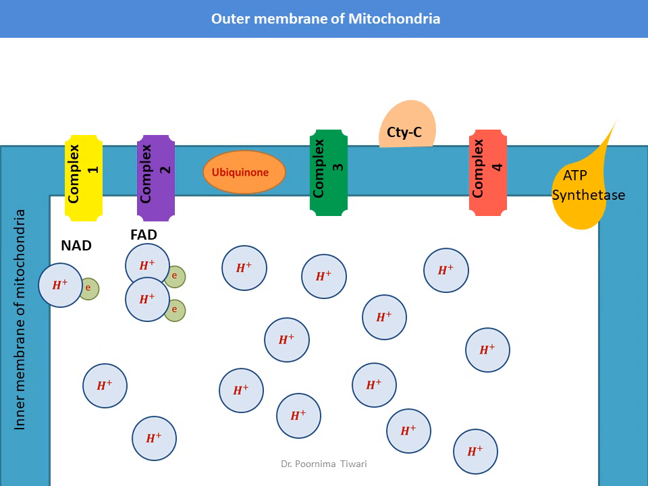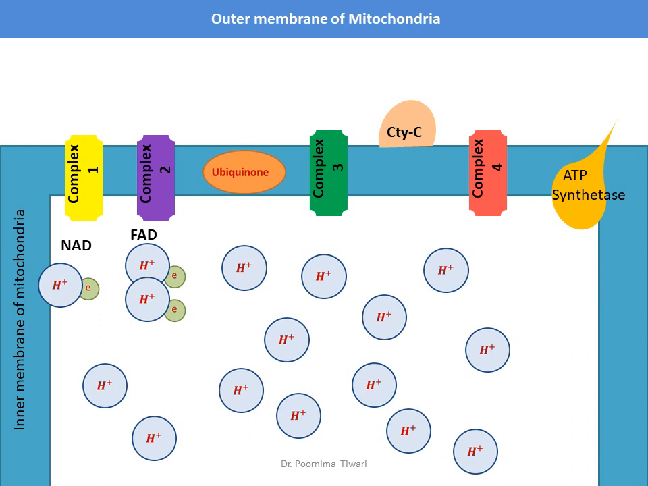This animation will make electron transport chain absolutely clear. The inner membrane of mitochondria is shown to be light blue in color and the outer membrane of mitochondria is shown to be dark blue in color. The space between the inner and the outer membranes is the intermembranous space and the space inside the inner membrane of mitochondria is the mitochondrial matrix.